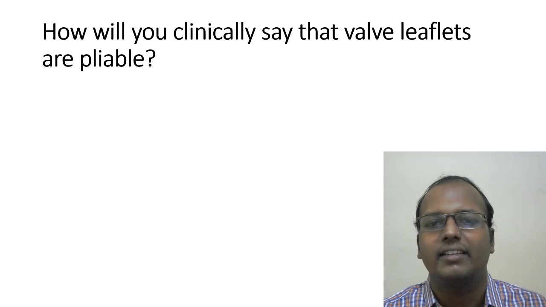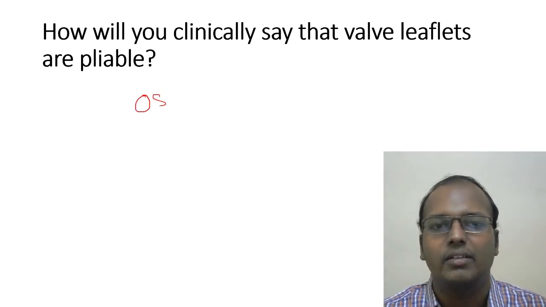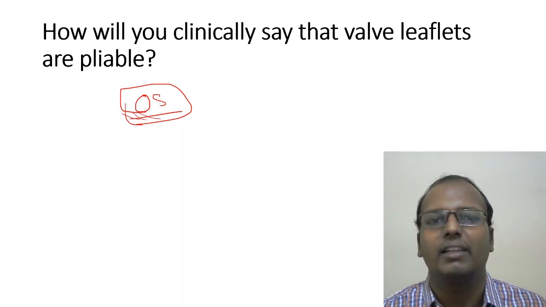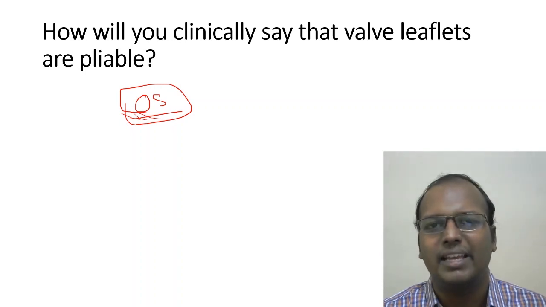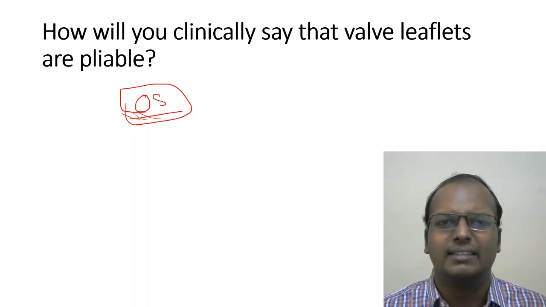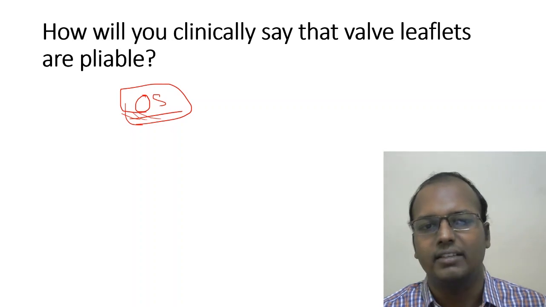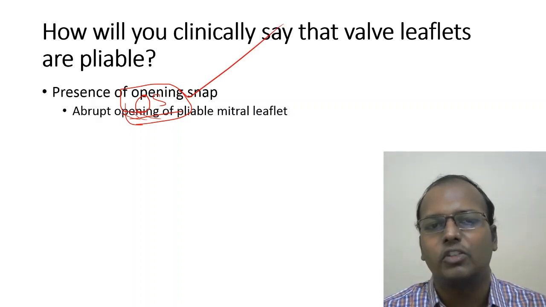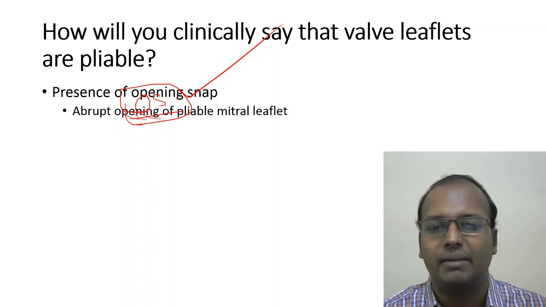How will you clinically say that the valve leaflets are pliable? The most important sound which tells that the valve leaflets are pliable is your opening snap. Sometimes the S1 itself will tell that the valve is pliable, because only if the valve is opening and closing properly will the heart sound be generated. So the most important thing is your opening snap. The presence of an opening snap tells that the valve is pliable.